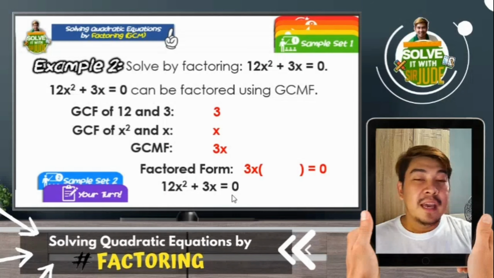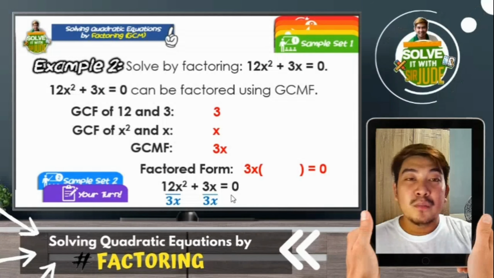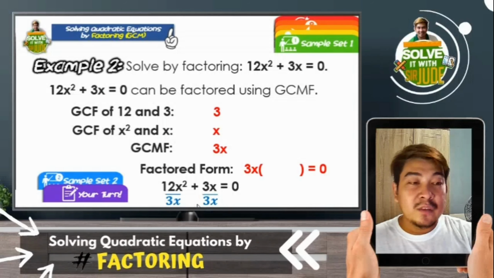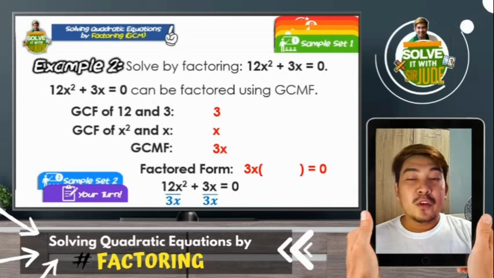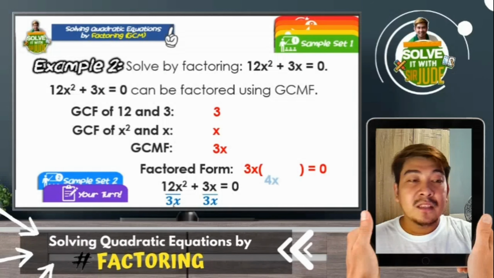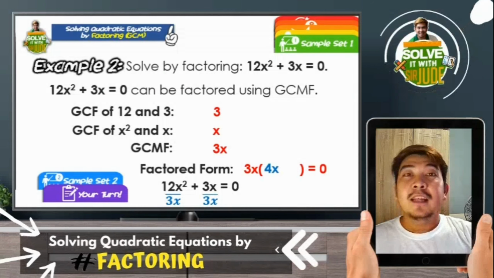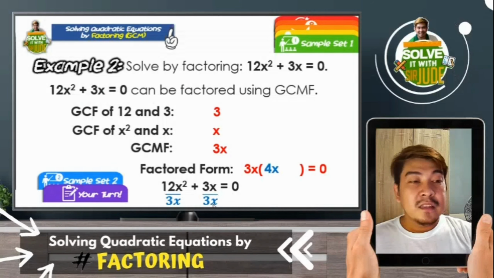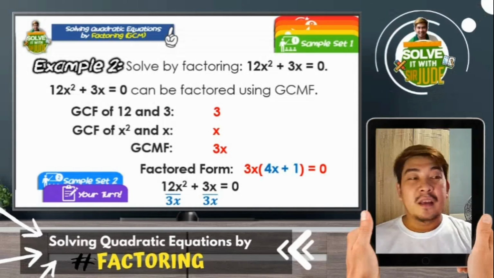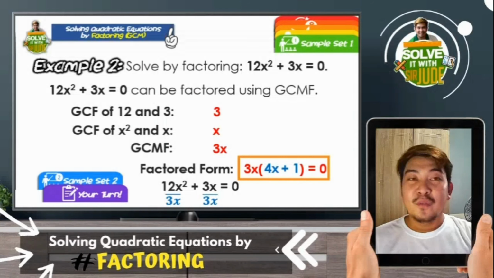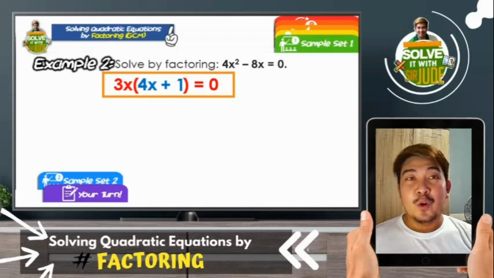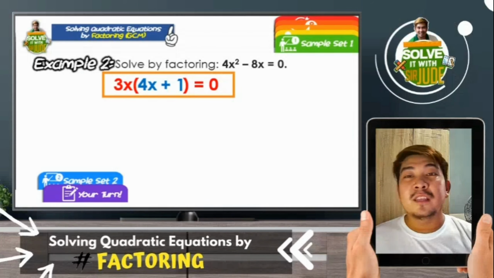Ayan. And then, i-divide natin both terms by the GCMF. The GCMF here is 3x. So, therefore, divide by 3x. And then, if you are going to simplify, 12x squared divided by 3x will be 4x. And at the same time, 3x divided by 3x, this part will be positive 1. So, ayan, naroon na tayo sa factored form. So, we are now given the factored form, 3x times 4x plus 1 is equal to 0.